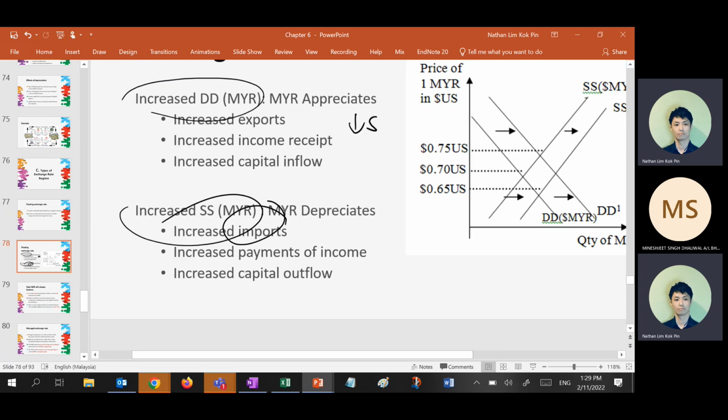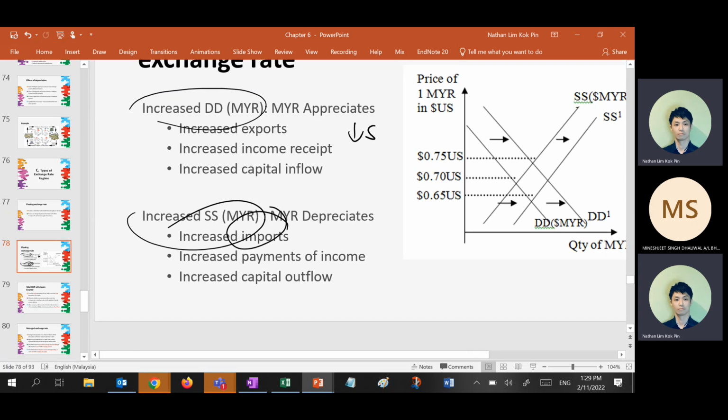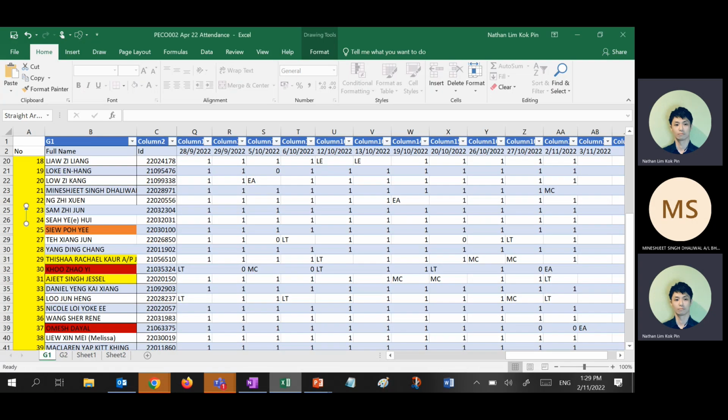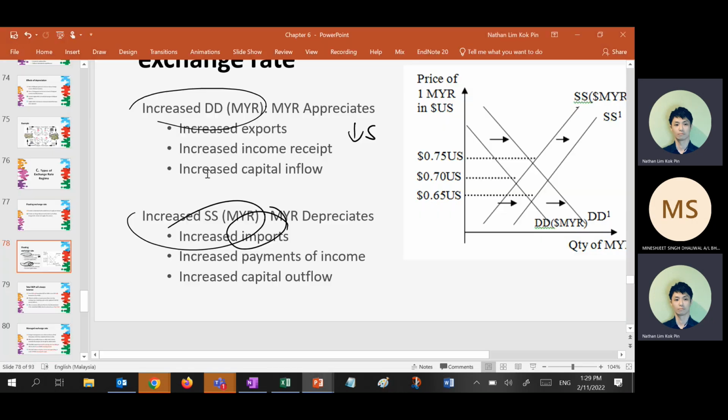Increase in supply. Why increase in imports will lead to Malaysian ringgit depreciates? Chuchun? Why? Supply will increase when there's increase in imports.